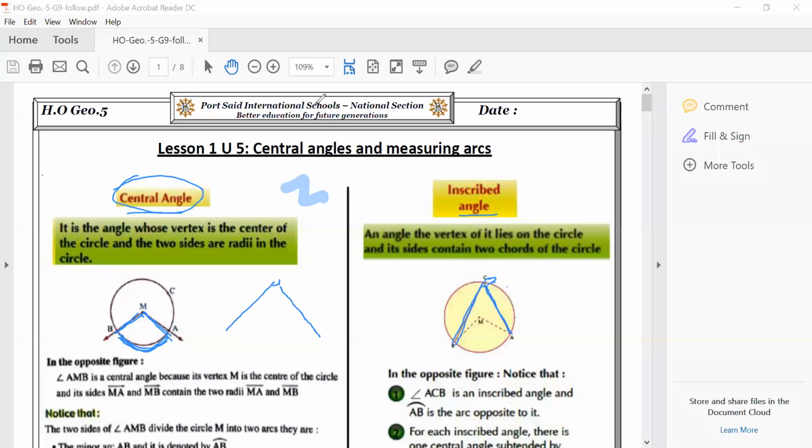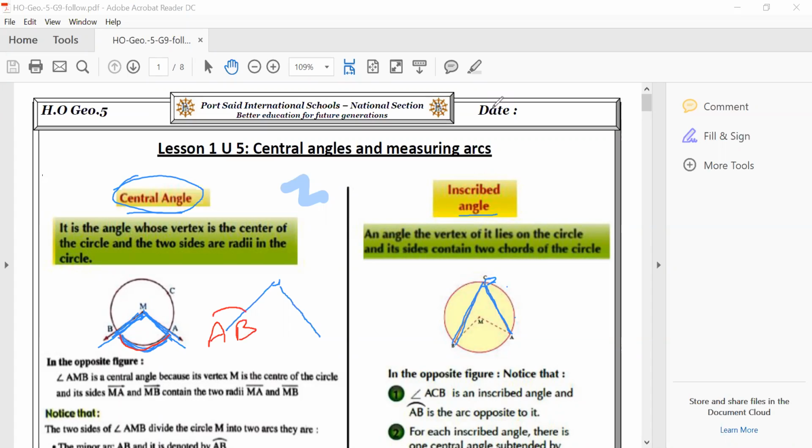If I name this angle, I will say AMB. This is a central angle. Its vertex is M, which is the center of the circle, and the sides are ray MA and ray MB. As you see here, the angle AMB divides the circle into two arcs. The first arc AB is called the minor arc, and I will write it arc AB, putting the sign of an arc above it.